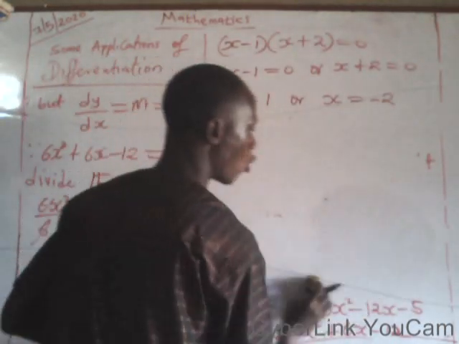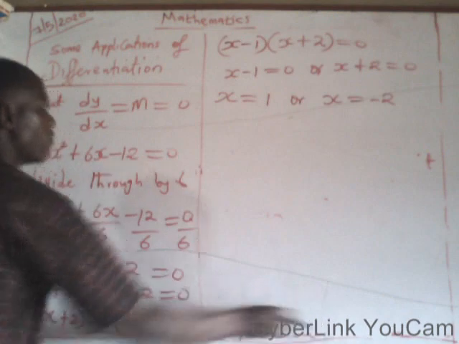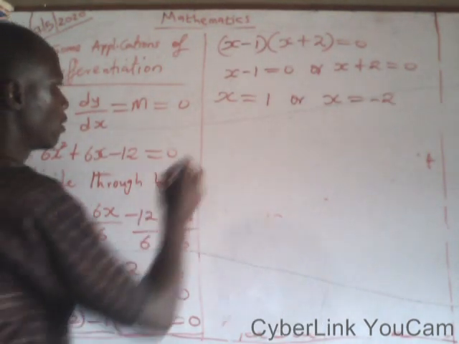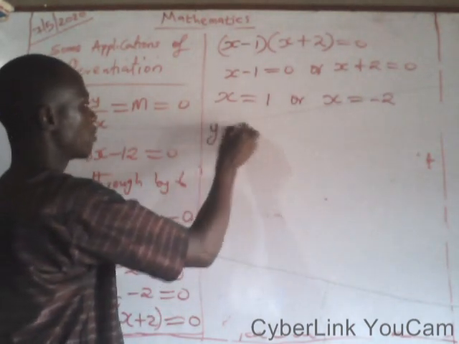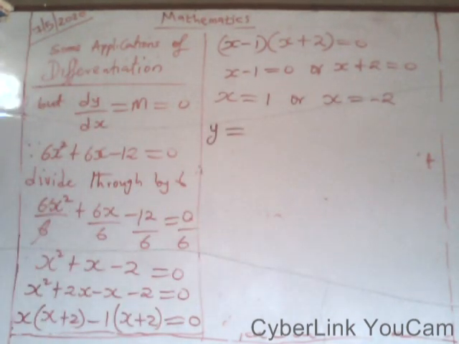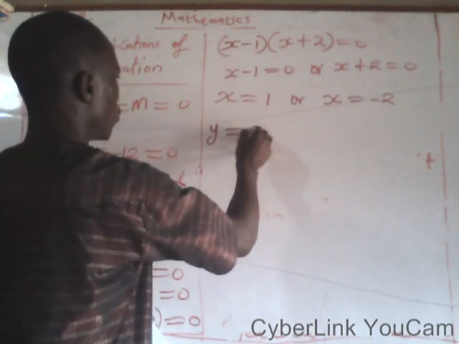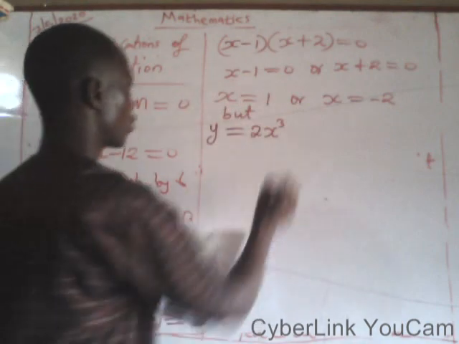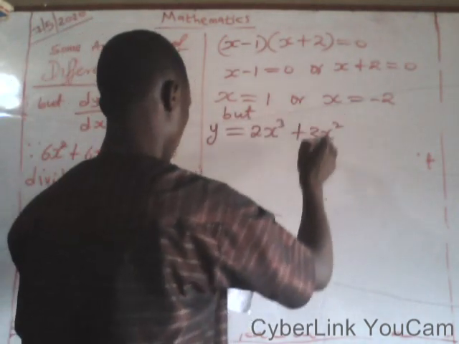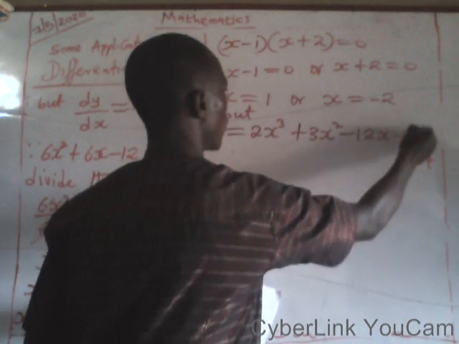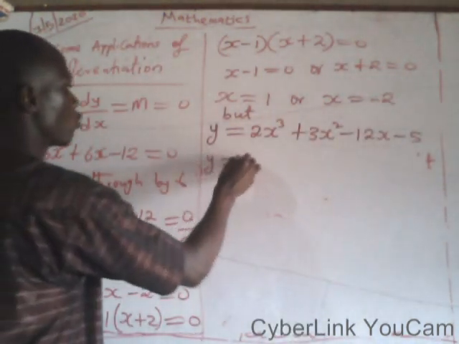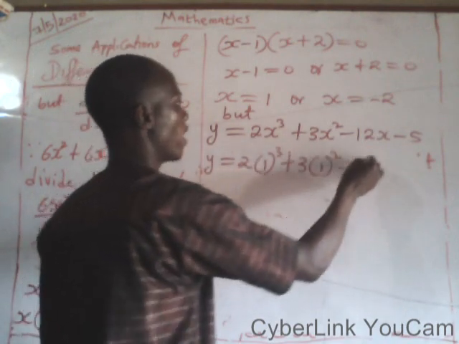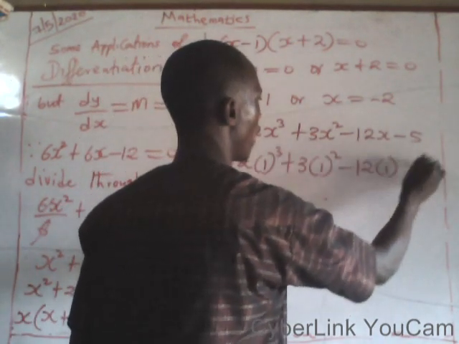What we need to get our complete coordinates is to find the value of y at those points. But remember that y has been given in the question to be 2x raised to the power 3 plus 3x squared minus 12x minus 5. That means that y is equal to 2 into bracket 1 raised to the power 3 plus 3 into bracket 1 squared minus 12 into bracket 1, then minus 5.